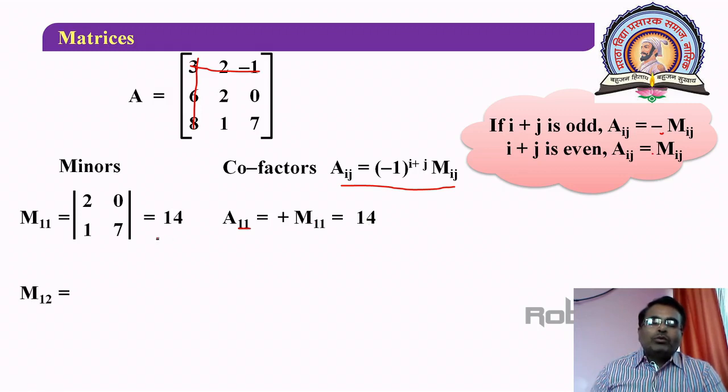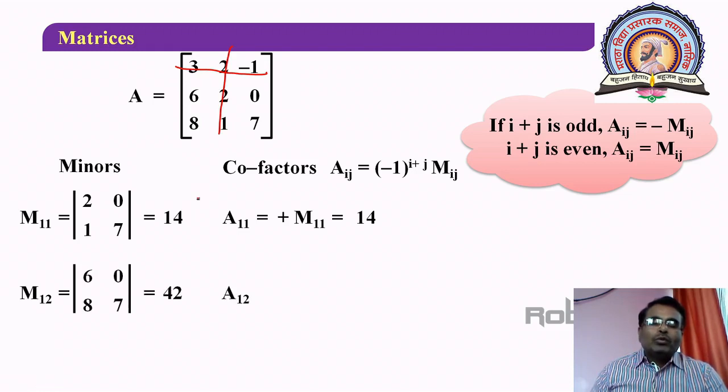M12: you have to now delete the first row and second column. So 6087, that is equal to 42. Now if you consider A12, 1 plus 2 is 3, which is an odd number, so you will get minus M12, and therefore it is minus 42. Is that clear? Okay. Now similarly you can consider M13.